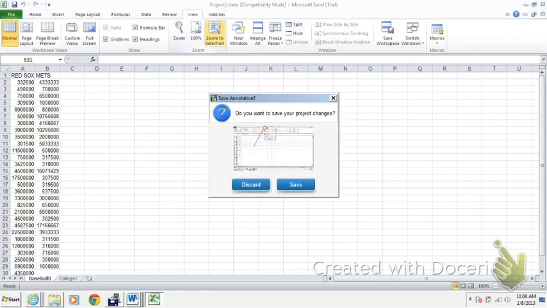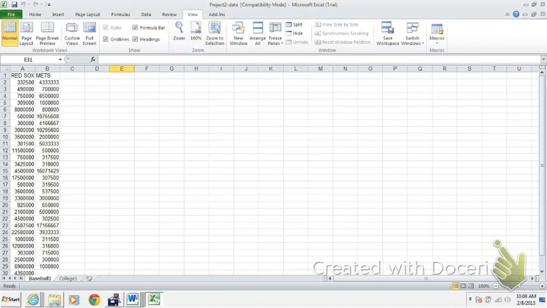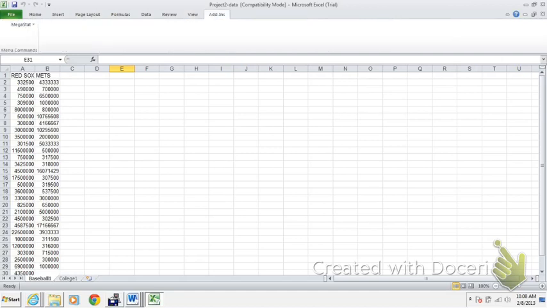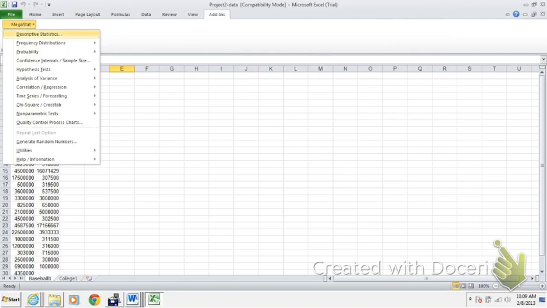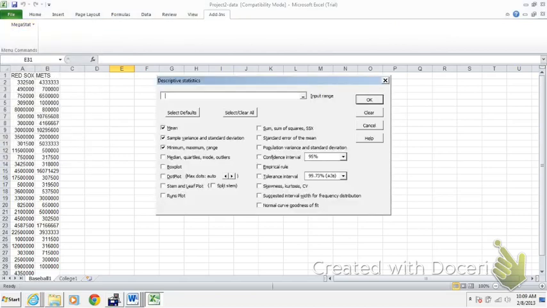I'm going to go to add-ins. You can't see me pressing the button, but you can see the tab highlighted right there. So add-ins, MegaStat. I'm going to go down to descriptives. And then it asks me what I want. In that problem, it said we want the mean and the standard deviation. I don't think it asked for anything else. Well, you can always take these for starters.